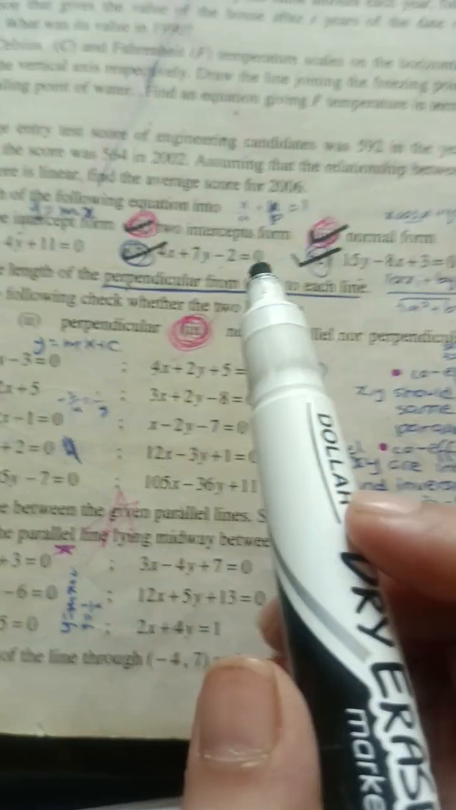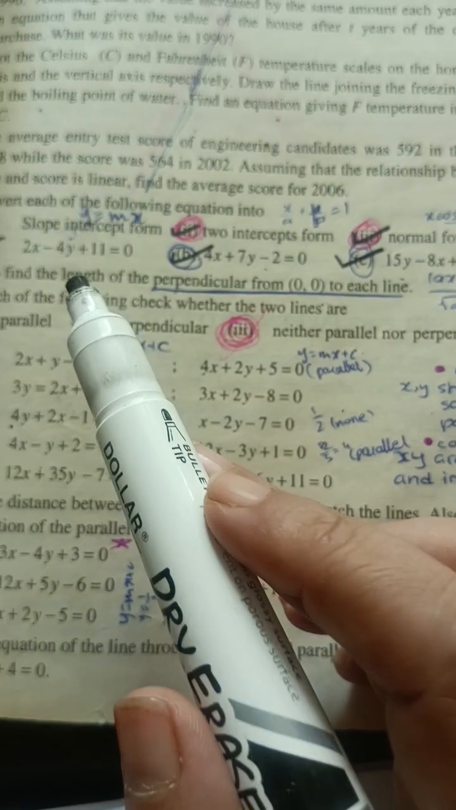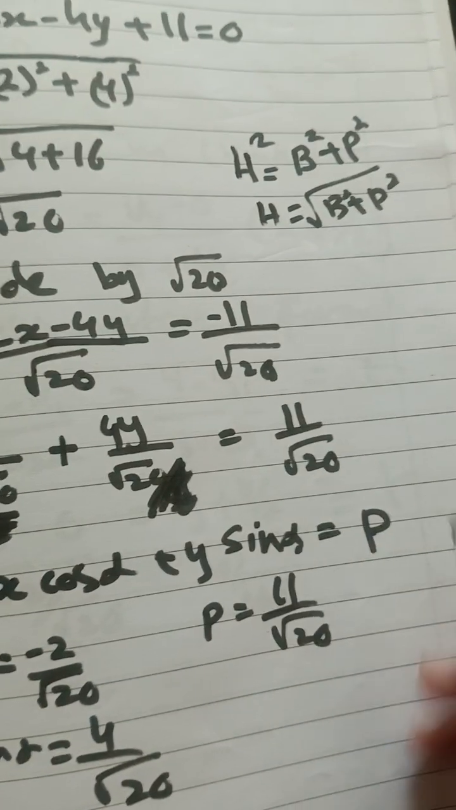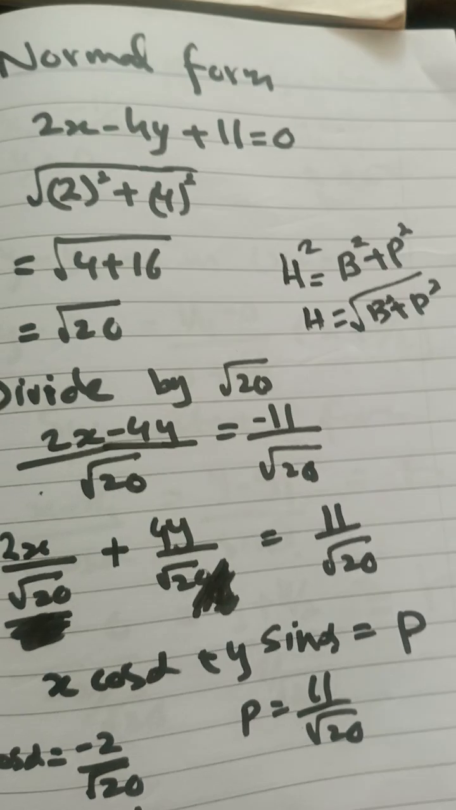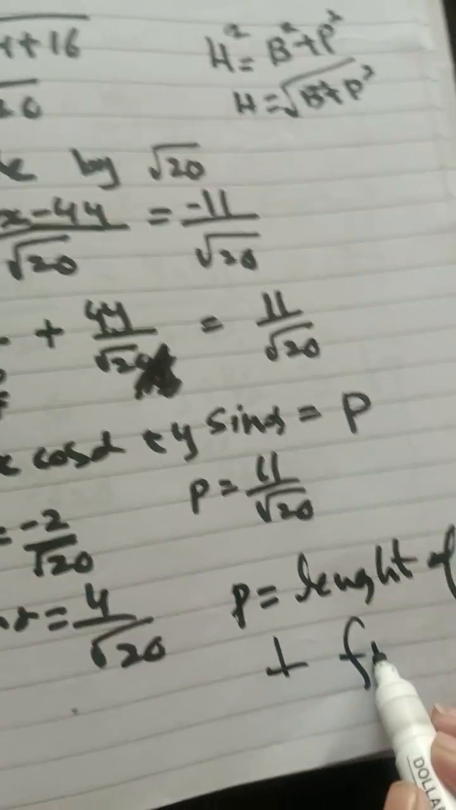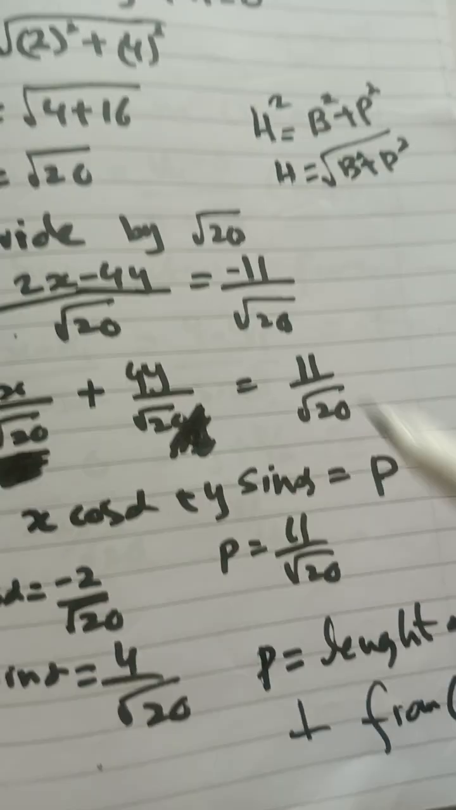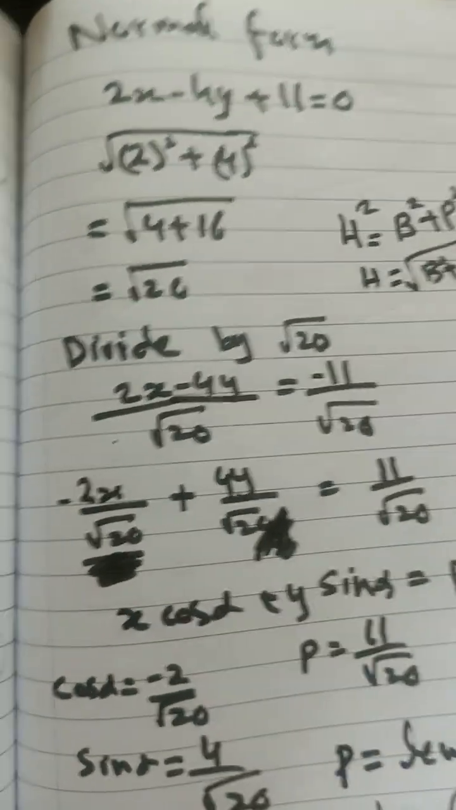origin. In question number 21, a very important question, most of the time a question comes from this. Also find the distance, the length of the perpendicular from origin, and this is p. How do we calculate the length? P, in the normal form, is 11 over under root 20. P is the length of the perpendicular from origin. So we have calculated it: 11 over under root 20. Not difficult, very easy but different.